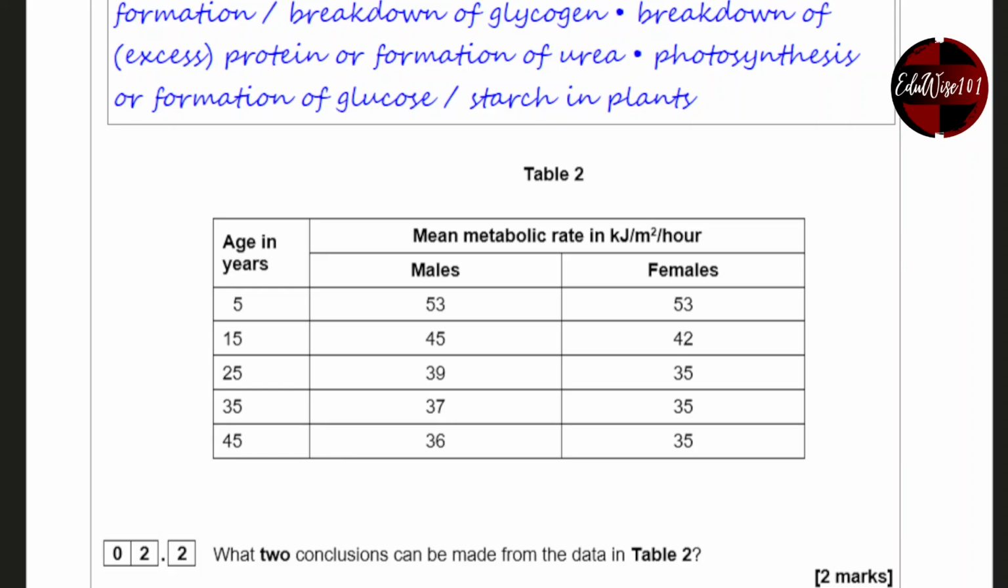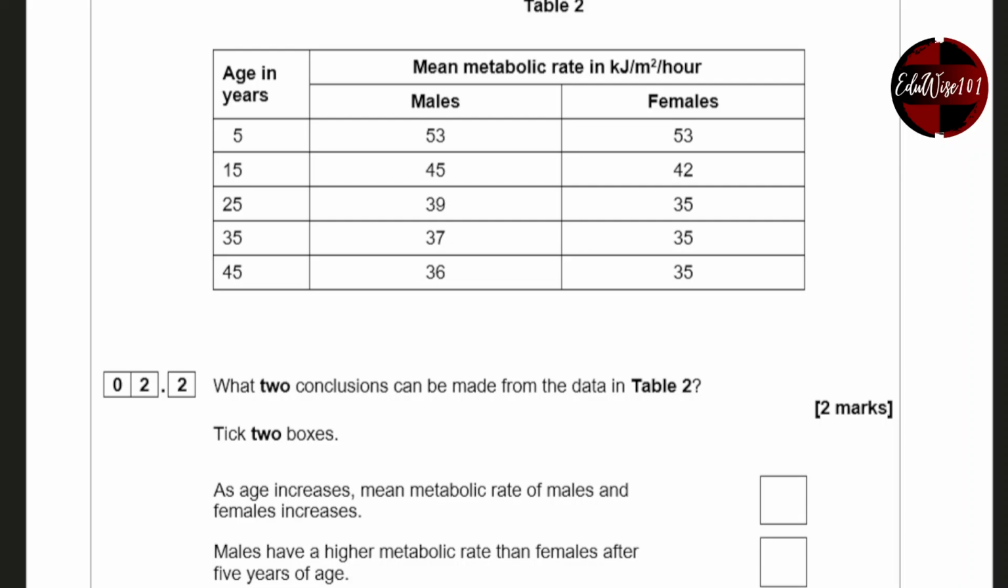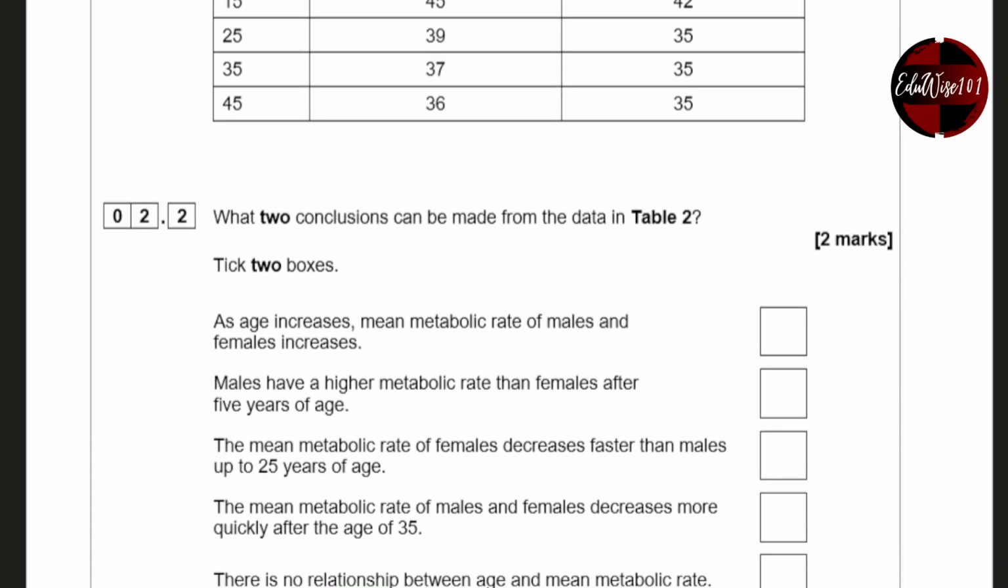Table 2: age in years goes up in 5s, up to 45. Mean metabolic rate: males at 5 years old is 53, and then it slowly decreases. Female is the same, and it also decreases slightly less, 1 kilojoule per meter squared per hour. Okay. Write two conclusions that can be made from the data in table 2.